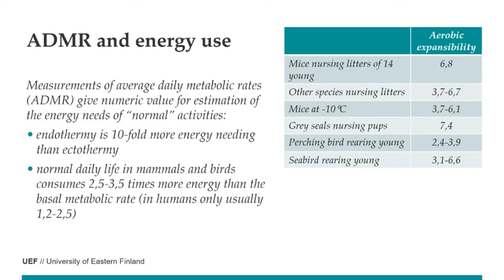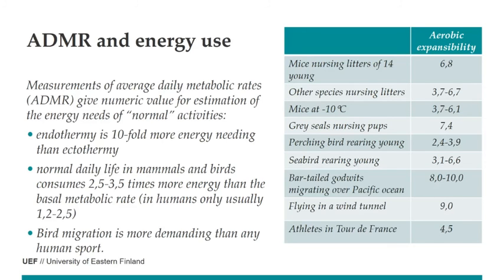But in humans, we are very bored in this. Whatever we are doing, quite often we are quite near the basal metabolic rate, like in some office work. But even when we are doing physical exercises, the aerobic expansibility is about 2.5. So it means that we can increase to 250% of our basal metabolic rate. And that's why bird migration is more demanding than any human sport.